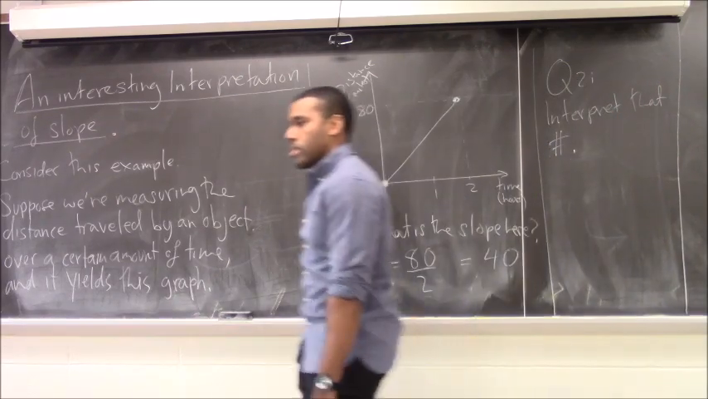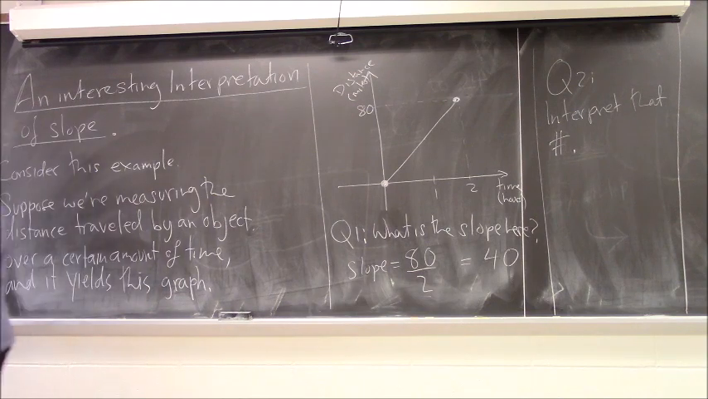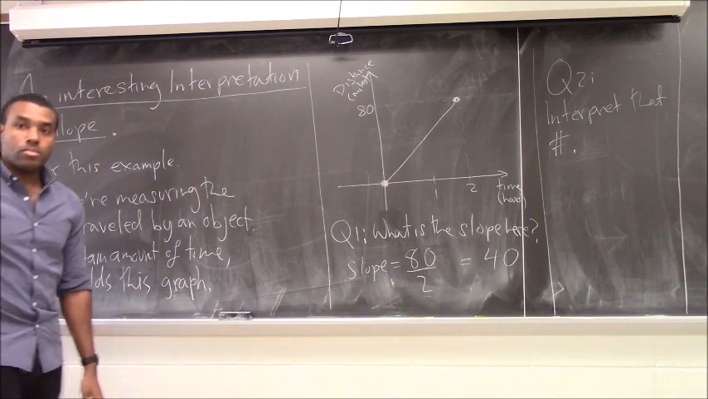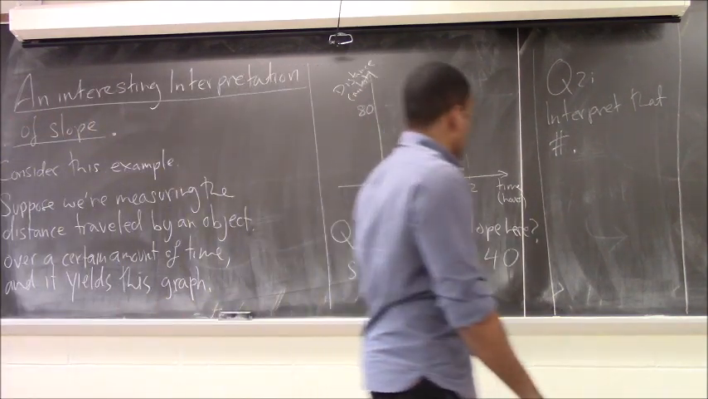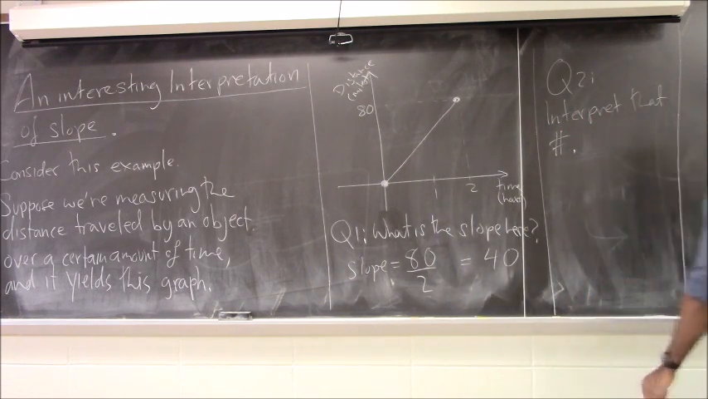Interpret that number. What does that 40 mean in this context? The rate of change. Why would you say it's rate of change? It's a very strange way to say it. Because it's delta y over delta x, so it's the speed that it's going.